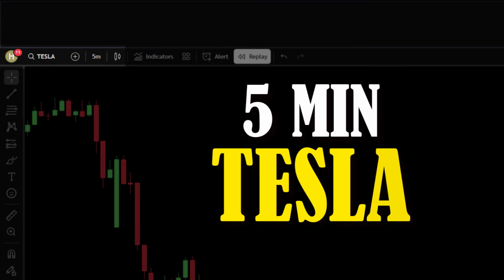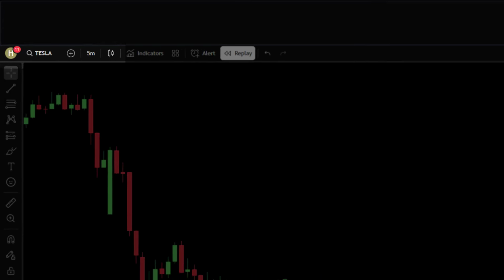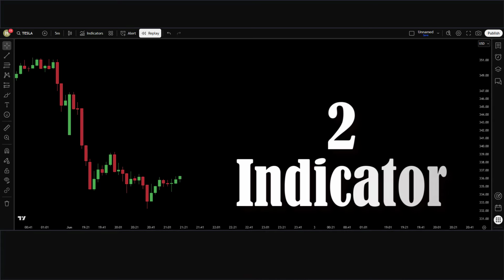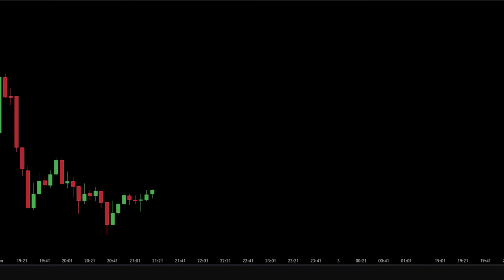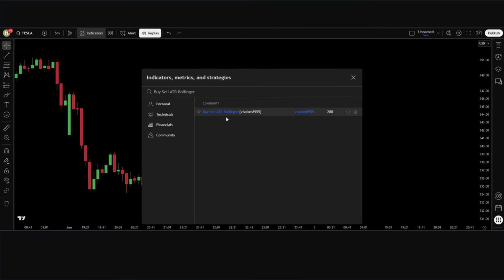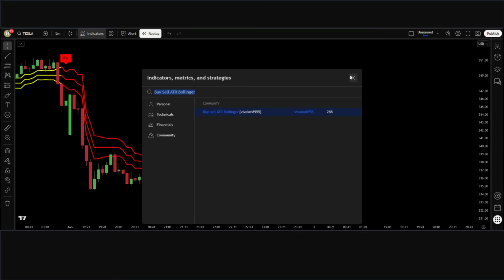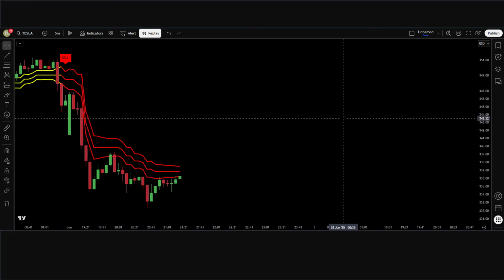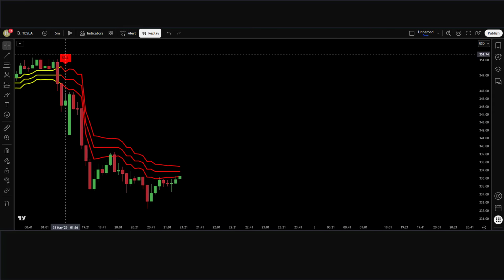We are going to test this strategy on the 5-minute time frame in the Tesla chart. In this setup we would require two indicators. The first indicator name is Buy Sell ATR Bollinger. Keep the indicator settings as I have shown here.